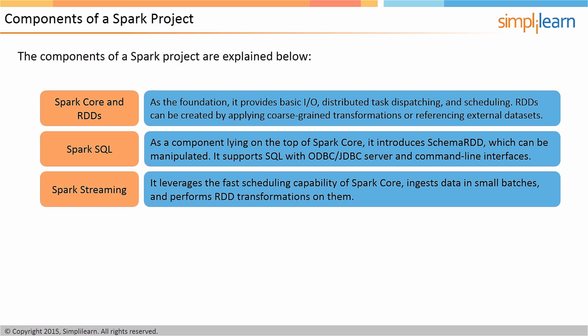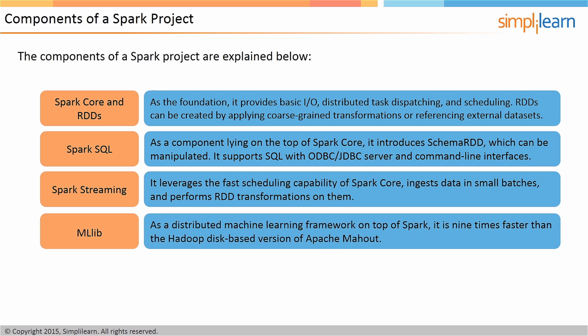The next component, Spark Streaming, leverages the fast scheduling capability of Spark Core for streaming analytics, ingests data in small batches, and performs RDD transformations on them. With this design, the same application code set that is written for batch analytics can be used on a single engine for streaming analytics. Machine Learning Library lies on the top of Spark and is a distributed machine learning framework.